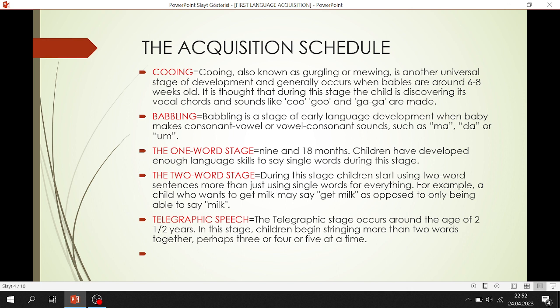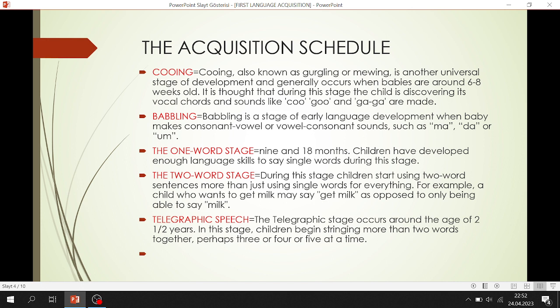During the first few months of life, the child gradually becomes capable of producing sequences of vowels like uh, ee, oo, like that. Babbling. Babbling is a stage of early language development when a baby makes consonant-vowel or vowel-consonant sounds such as ma, da, or da da, mama, like that. It is called babbling.